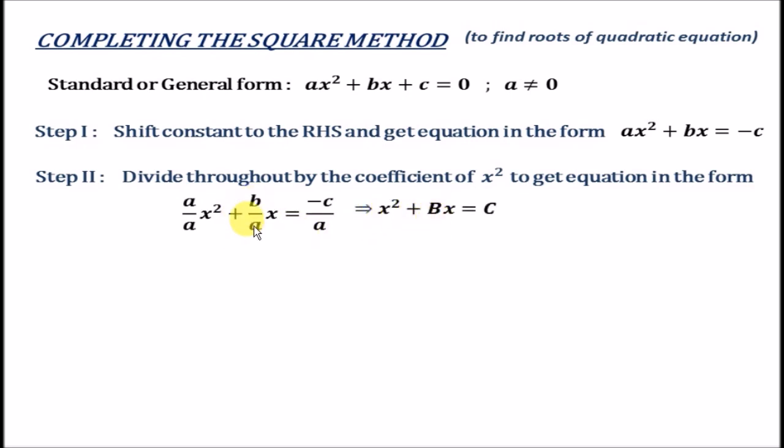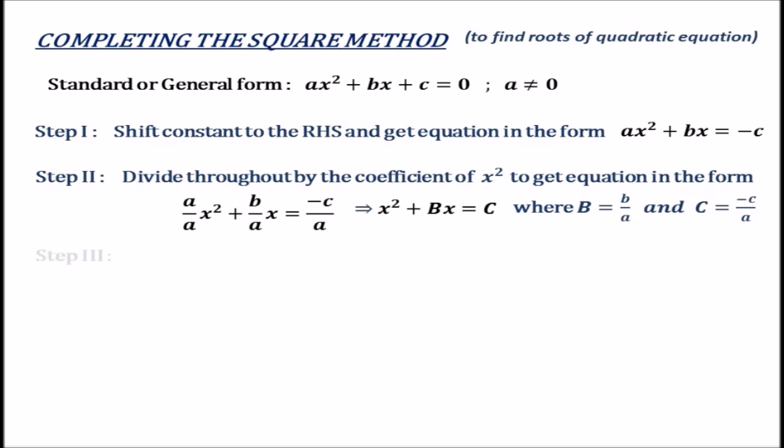let's consider small letter b by small letter a as capital B, so capital Bx equals minus c by a. For the time being, let's consider that as capital C. So we are considering capital B as small b by a and capital C as minus c by a. When we have numeric values in the question, it won't be confusing.